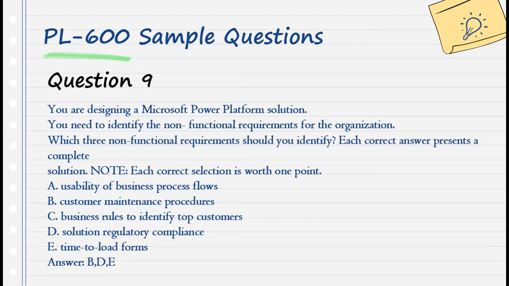Question 9. You are designing a Microsoft Power Platform solution. You need to identify the non-functional requirements for the organization. Which 3 non-functional requirements should you identify? Each correct answer presents a complete solution. Note: each correct selection is worth 1 point. A. Usability of business process flows. B. Customer maintenance procedures. C. Business rules to identify top customers. D. Solution regulatory compliance. E. Time to load forms. Answer: B, D, E.